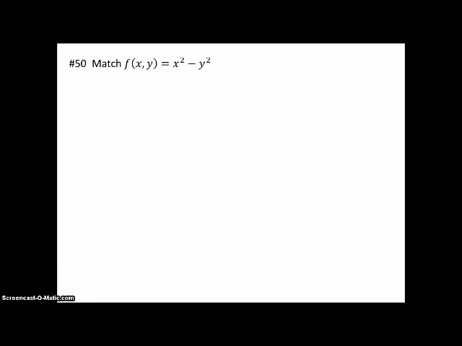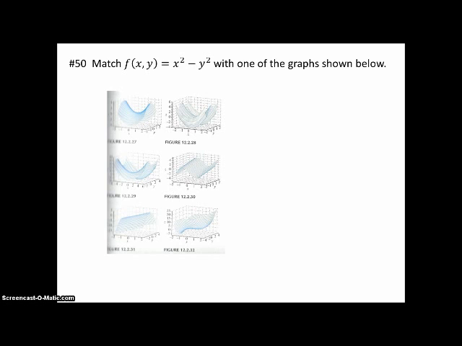Number 50, match the function of x and y equal x squared minus y squared with one of the graphs shown below. If you write it as z equals x squared minus y squared and look at your handy-dandy reference sheet, you'll see that the shape here is a hyperbolic paraboloid. And only one of these graphs looks like a hyperbolic paraboloid, and so it has to be 12.2.27.